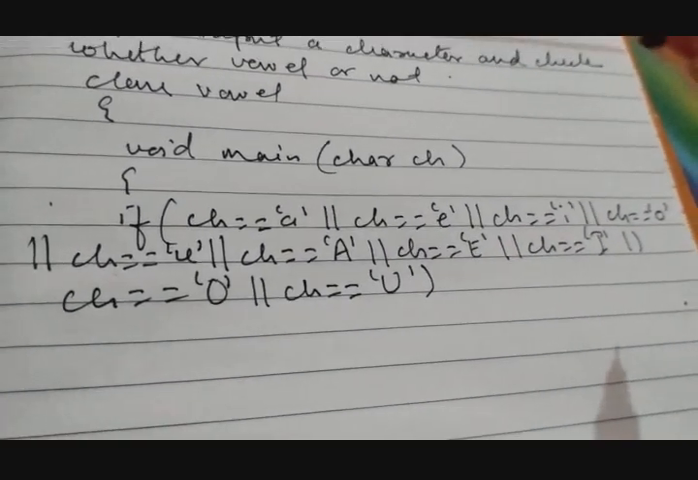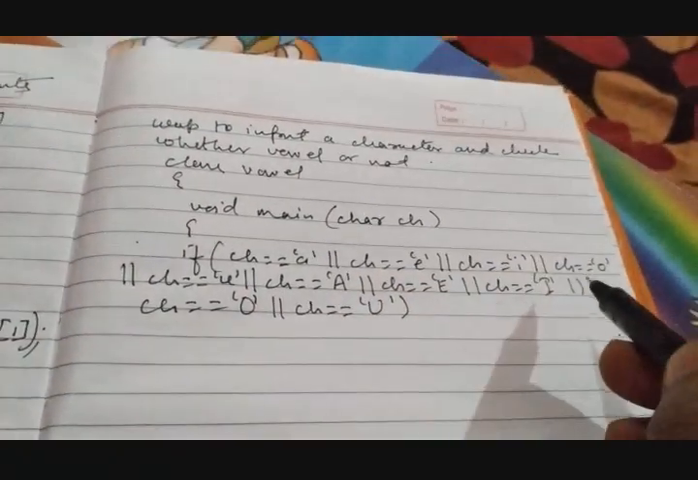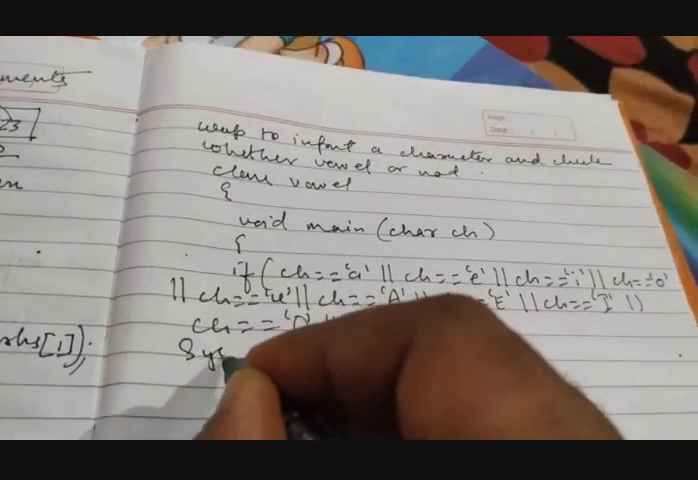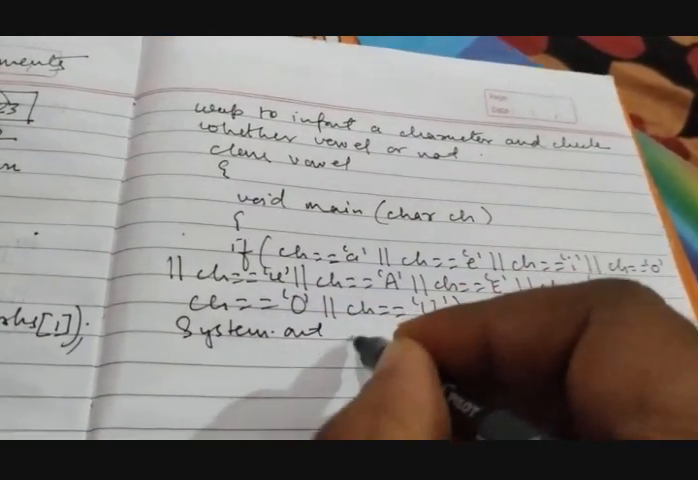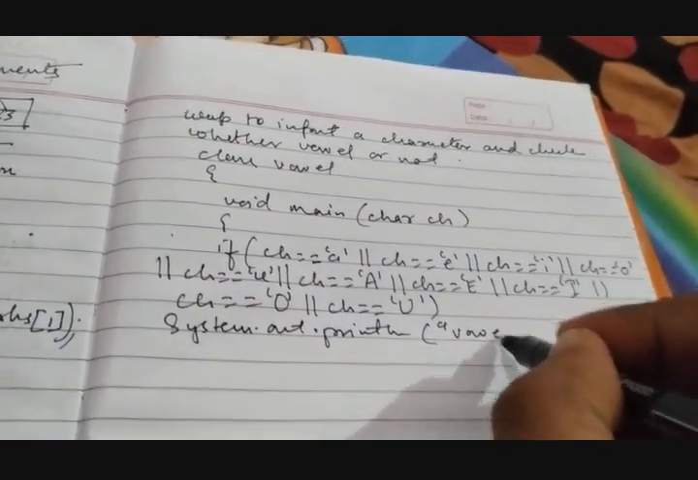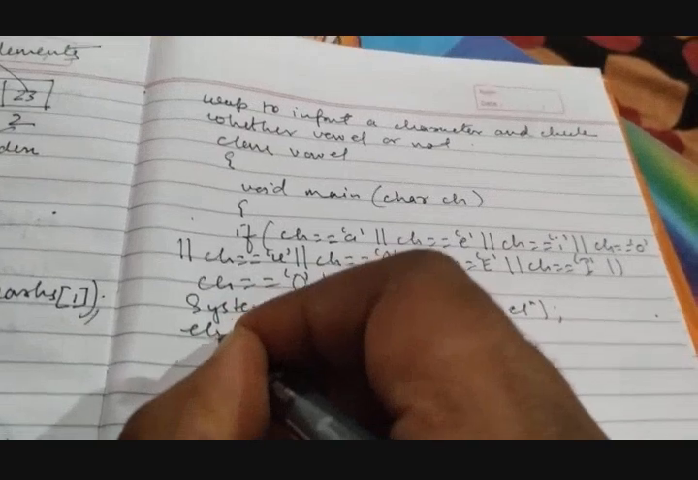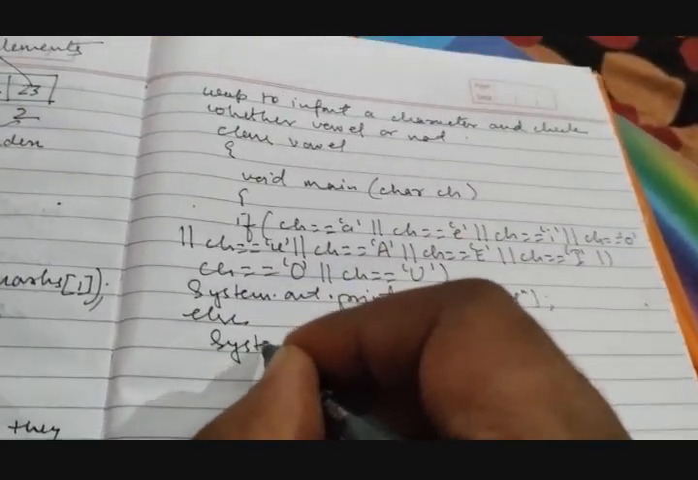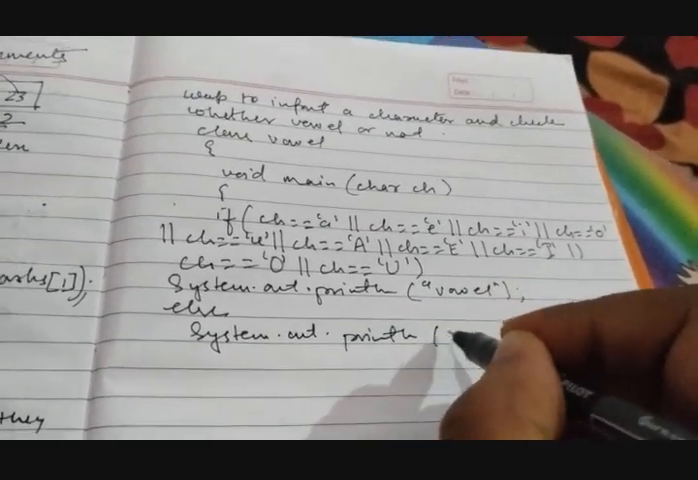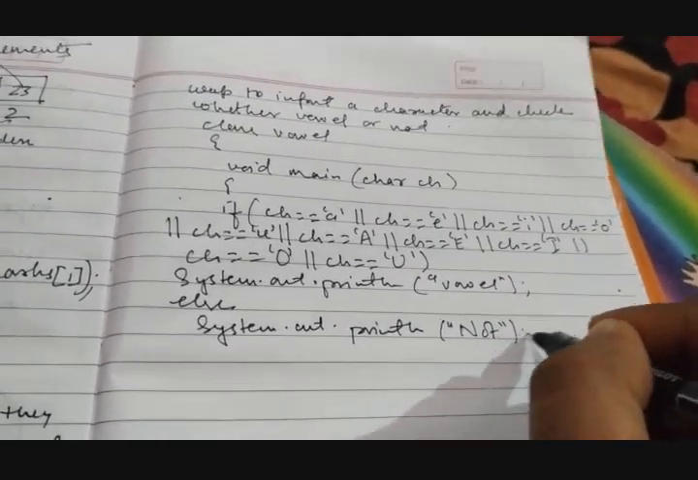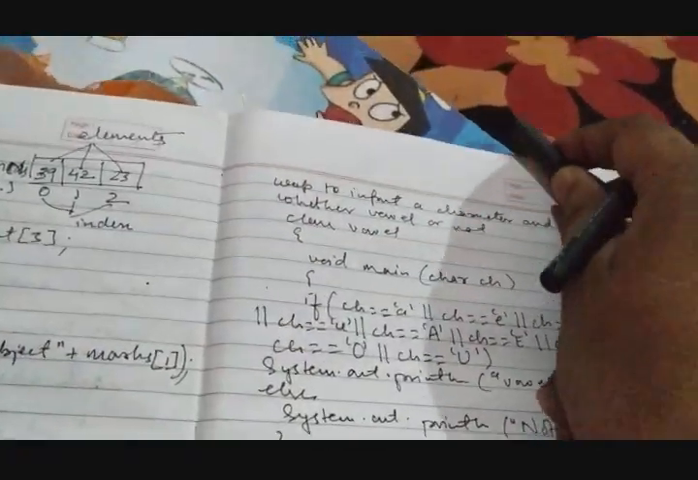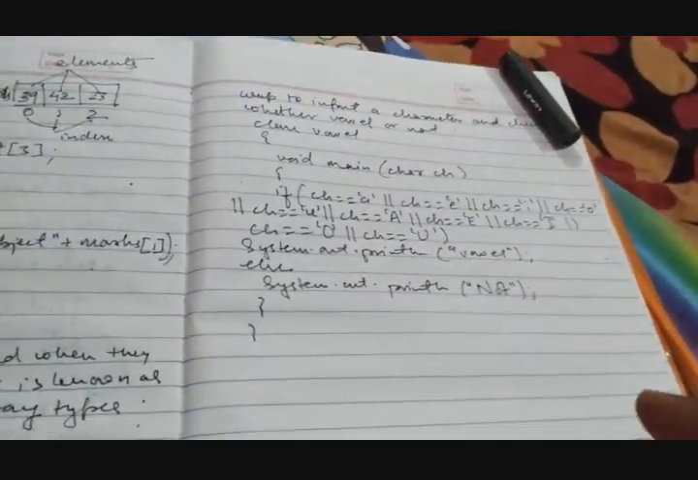If this is the condition, if the character belongs to any one of these conditional characters, then we need to print it out: it's a vowel, else System.out.println not. Close. Alright, then we proceed to the next one.